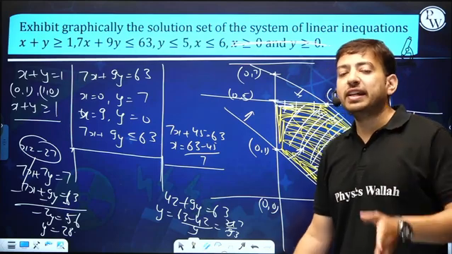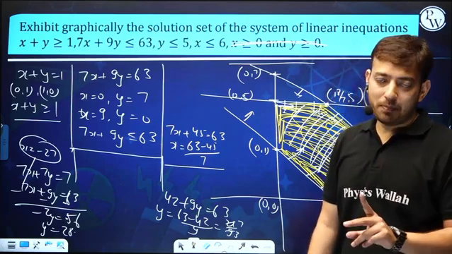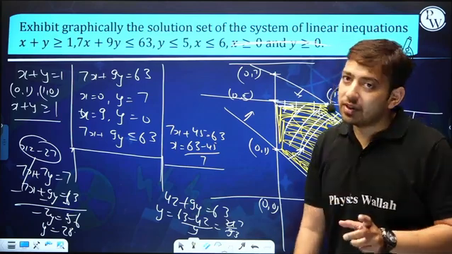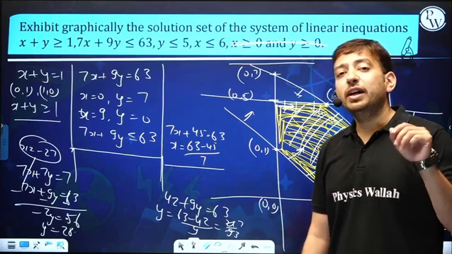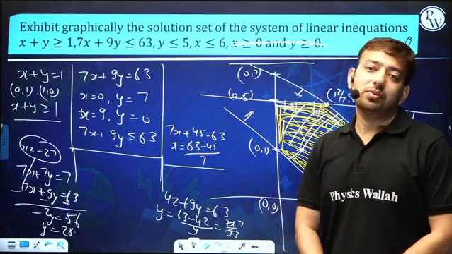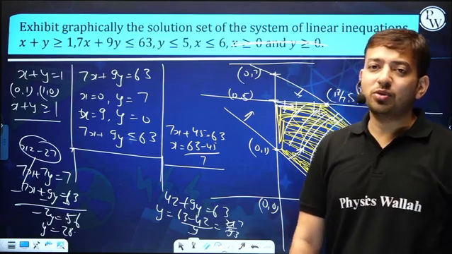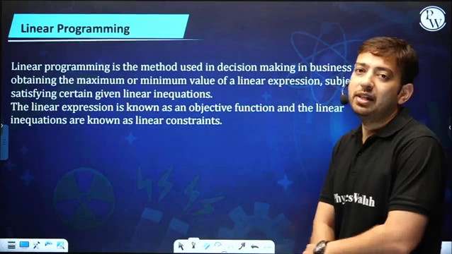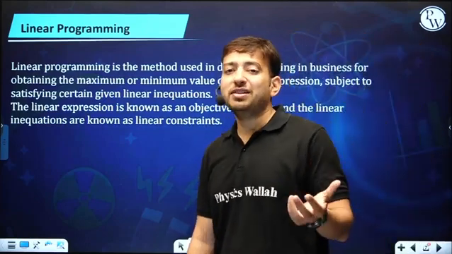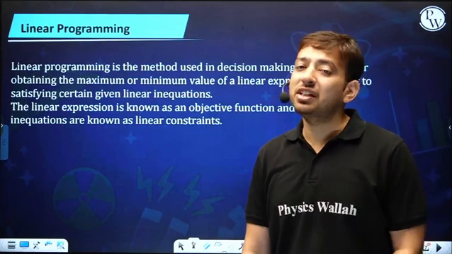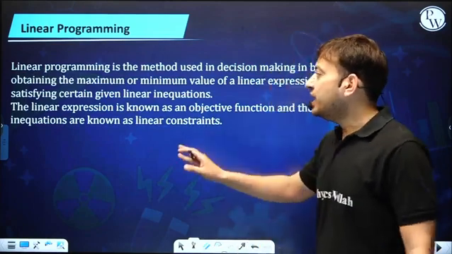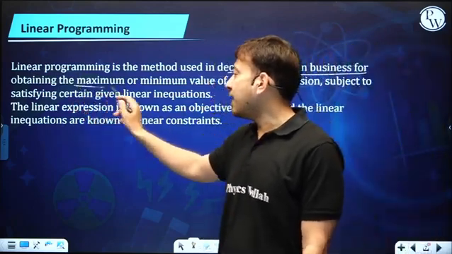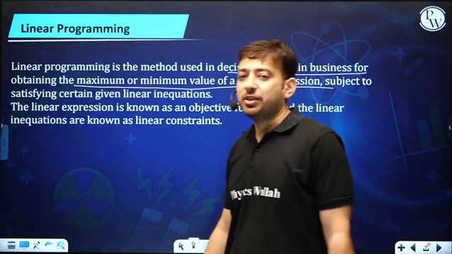After that, based on the case, we need to learn one more step: if it is bounded, then what you need to do; if it is unbounded, then what you need to do; and the third part, if there is no solution, then what you need to do. Okay, so let's see those questions one by one. First of all, let's learn some terminologies based on linear programming. Some terminologies means something will be asked in the exam. You should be able to understand the meaning of these terminologies. Like here, linear programming is the method used in decision making in businesses for obtaining the maximum or minimum value of a linear expression.